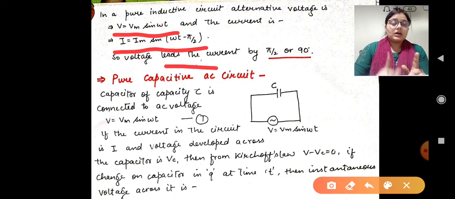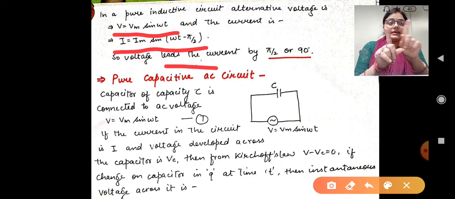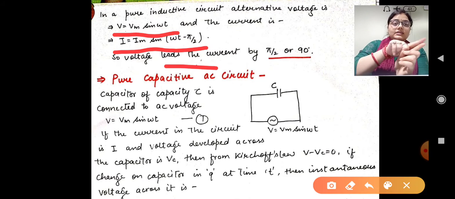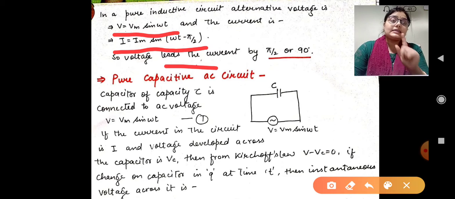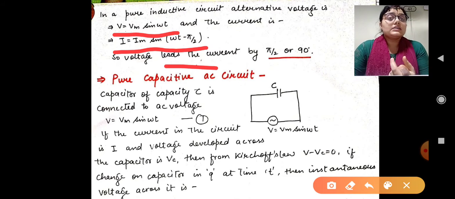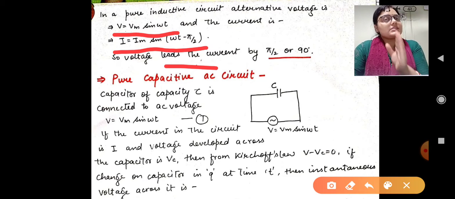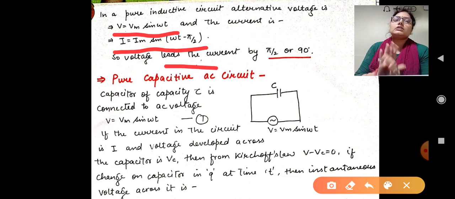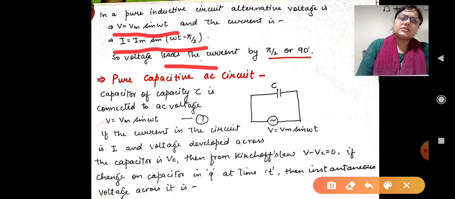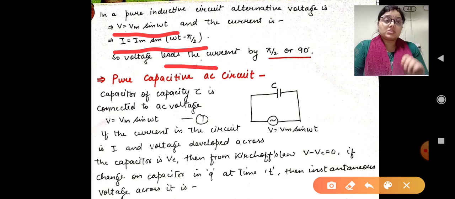It means the current is 90 degrees behind the voltage, which means the voltage is 90 degrees ahead of the current. Okay, getting my point? If we are saying it was lagging behind, then the current is 90 degree lagging behind. But if I say for the leading, then the voltage is leading 90 degree ahead. Clear? Get my point? So this is about the pure inductive AC circuit, and in this the most important thing you have to remember is there is a 90 degree phase difference.